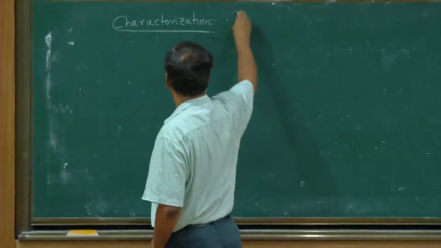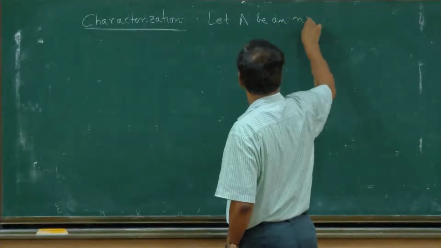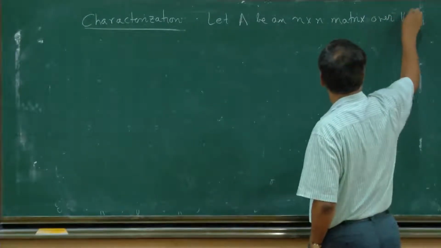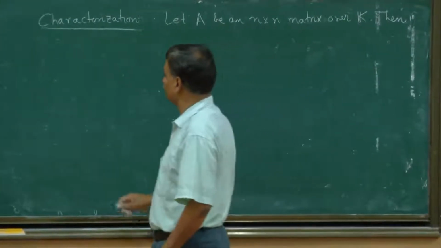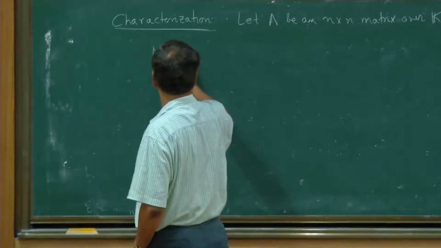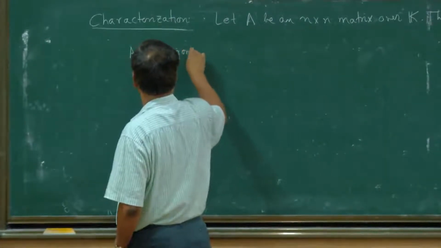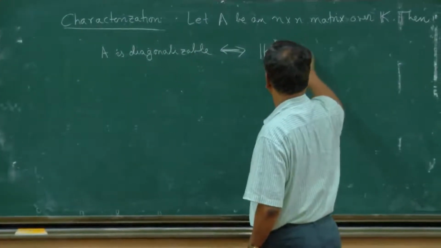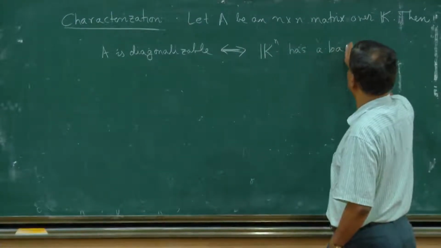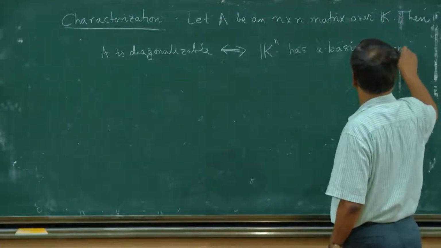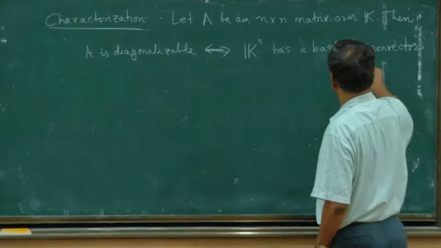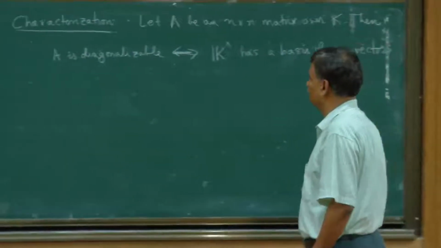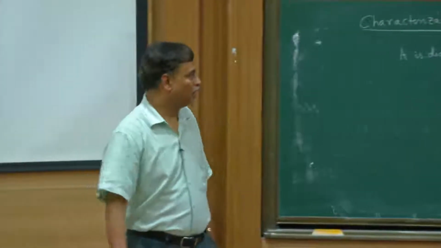So let A be an n by n matrix over K, then A is diagonalizable if and only if Kn has a basis of eigenvectors of A. Okay. So this is more or less tautological. How does one see that?